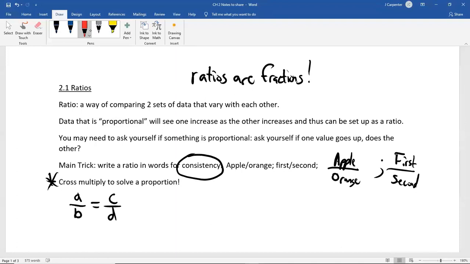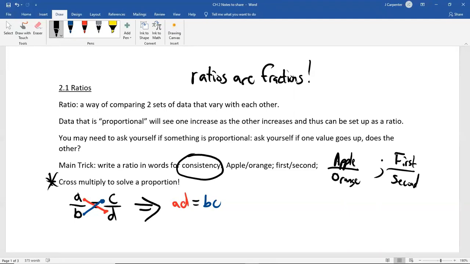Cross multiplying means to take the top of one and multiply it by the bottom of the other. And then you set it equal to the exact opposite pair being multiplied, the bottom of one times the top of the other. So you would get A times D, multiplying the top left and the bottom right, set equal to B times C. That's how you solve a proportion. You cross multiply, top left times bottom right, set it equal to bottom left times top right.